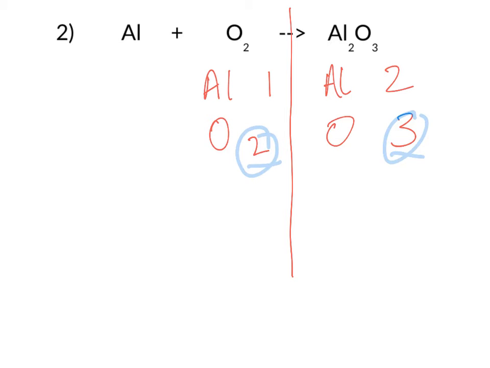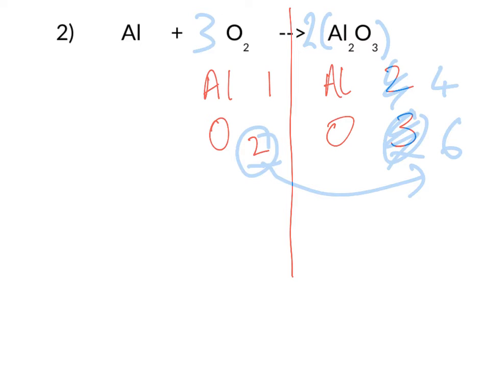So because I've got an odd number and that side's even, I'm going to double this to leave me with 4 aluminiums and 6 oxygens now. Now it should look a bit more simple for us. So to get from 2 oxygens to 6, I need a big 3. And to get from 1 aluminium to 4, I'll need to times that by 4. So there's your answer.